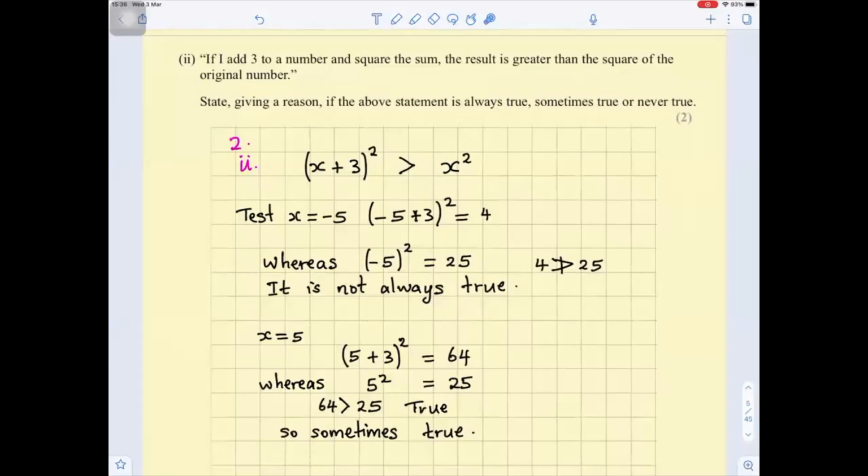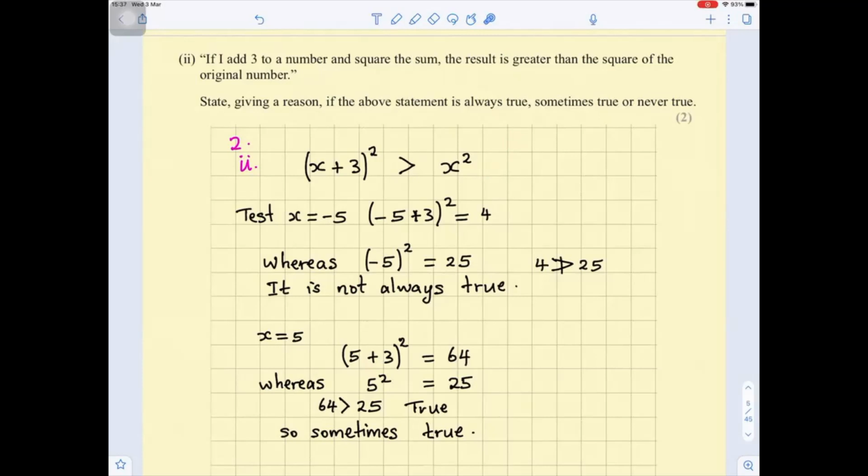For question number 3, if I add 3 to a number and square the result, it is greater than the square of the original number. State, giving a reason, if the above statement is always true, sometimes true, or never true. So you add 3 to a number, let that number be x, add 3 to the number and square it. And it says the result is greater than the square of that number.